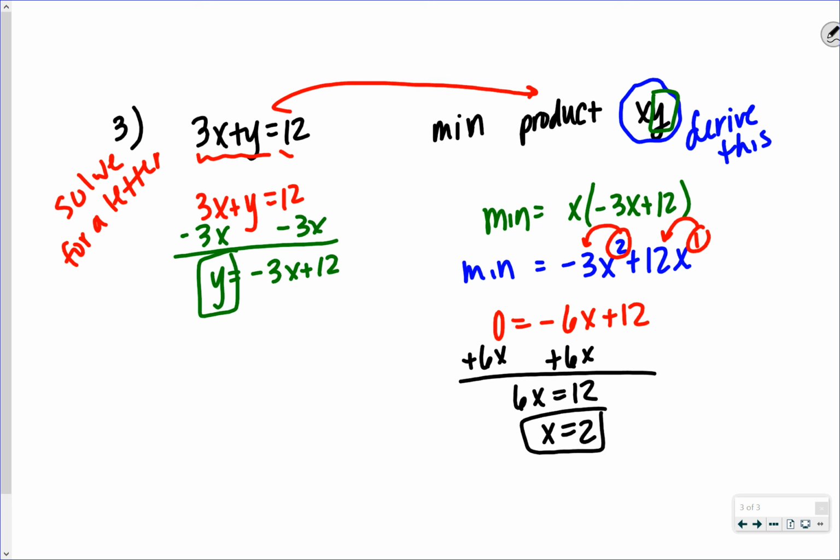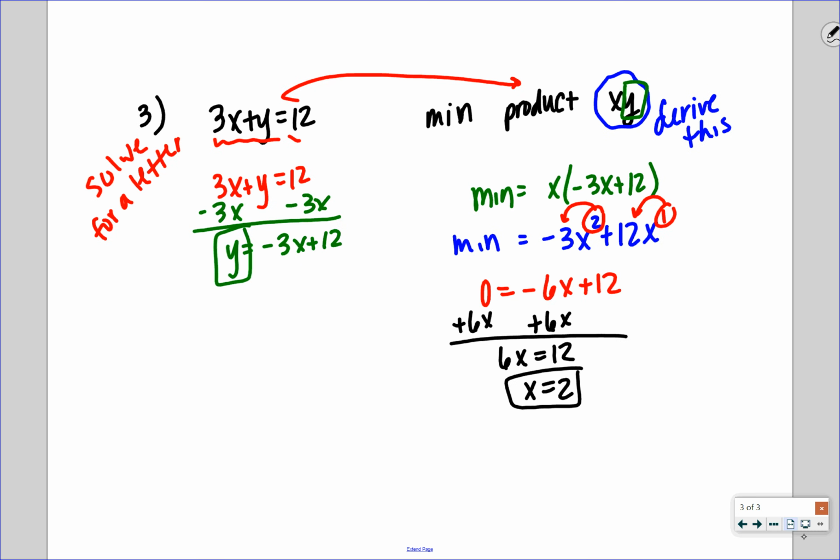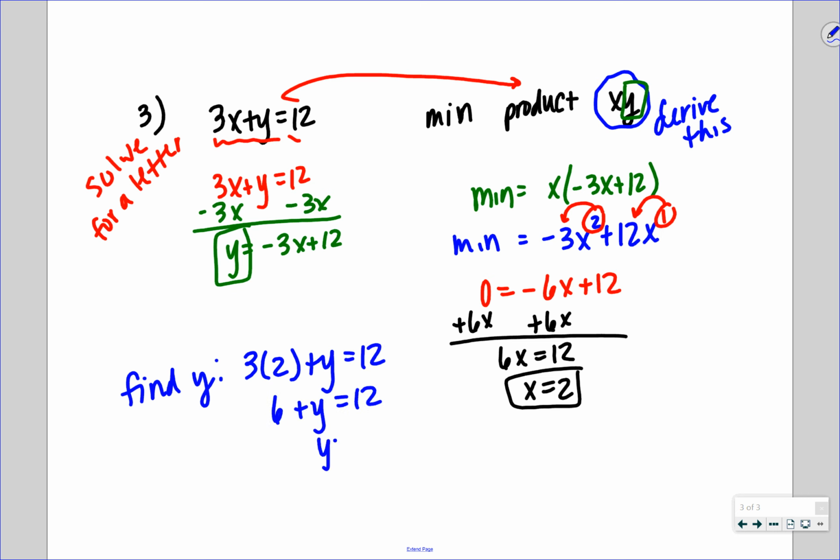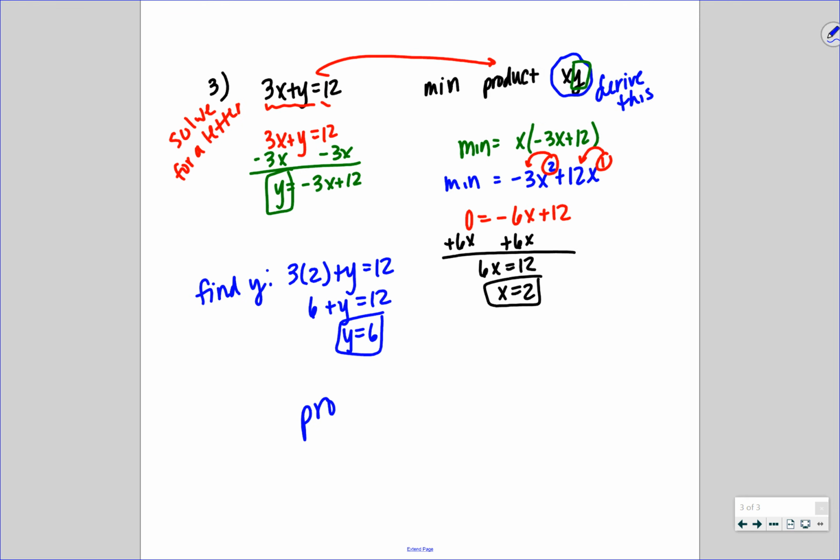The question wants to know what is the minimum value of the product. So that means I need to find y, and I need to multiply them together to find the product. 3x, x is 2, plus y equals 12. That was my original equation. So 6 plus y equals 12. Y is 6. Their product is then 6 times 2, which is 12.